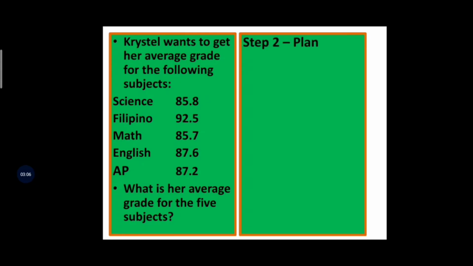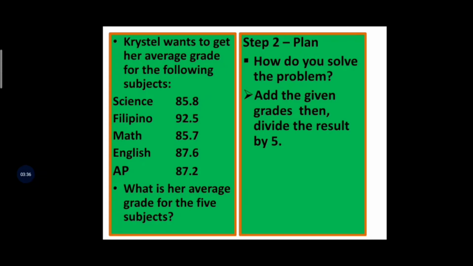Step 2, plan. Ang kailangan natin dito sa step 2 ay, how do you solve the problem? Paano natin isusolve ang problem na ito? Ang kailangan lang natin dito, i-add natin ang mga binigay na grades, then divide natin the result by 5. So, ang ibig sabihin, i-add natin yung 5 grades niya sa lahat ng subjects na yan. Then, pagkatapos, i-divide natin sa 5.